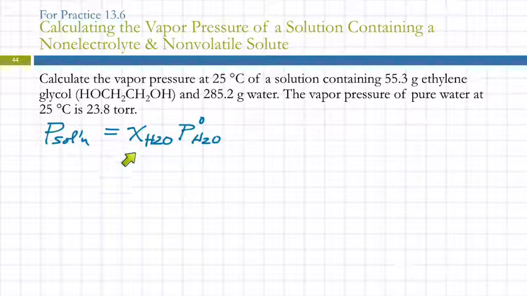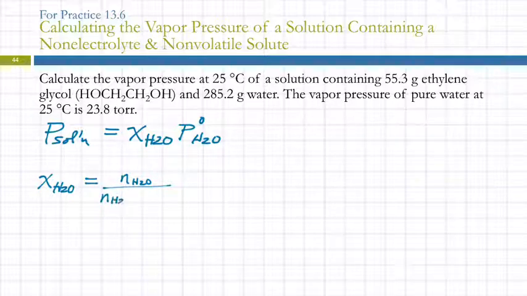So we need to find the mole fraction of water. So the mole fraction of the solvent. Calculating the mole fraction comes out very similar whether you're looking at a solute or the solvent. Mole fraction of H2O is the moles of H2O divided by the total number of moles in the solution. So that's the moles of water plus the moles of, I'm going to call ethylene glycol EG, because I don't want to write all that out.